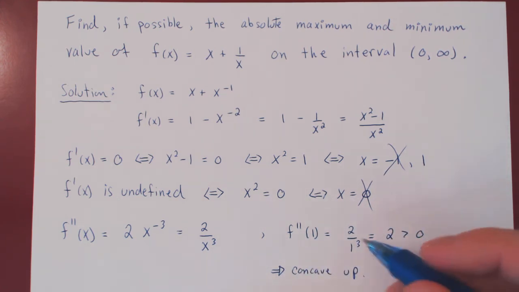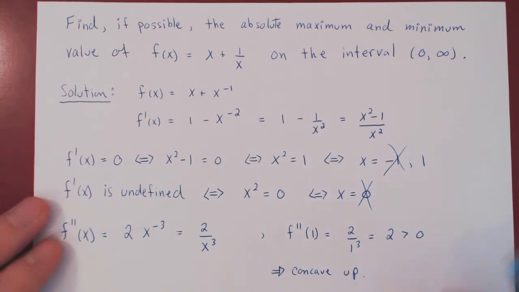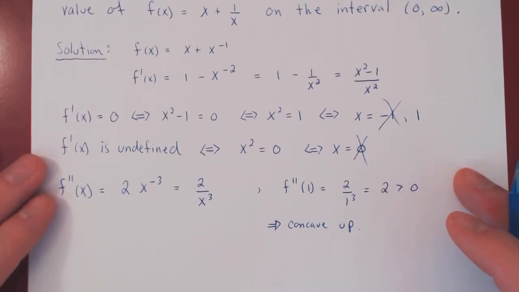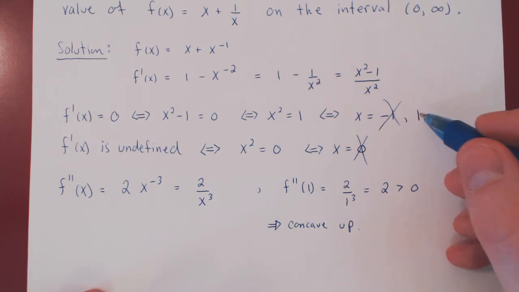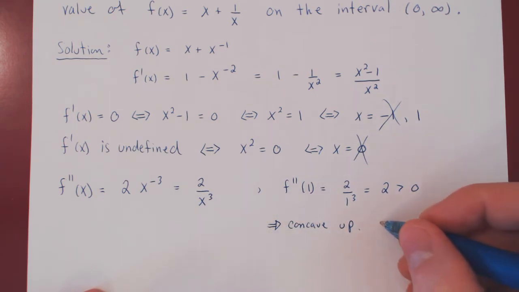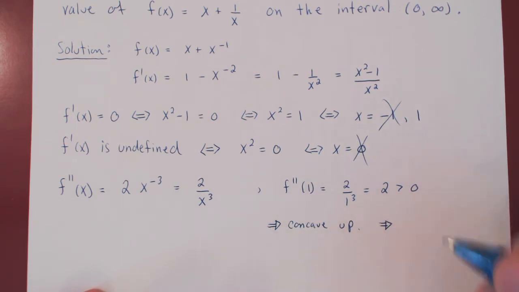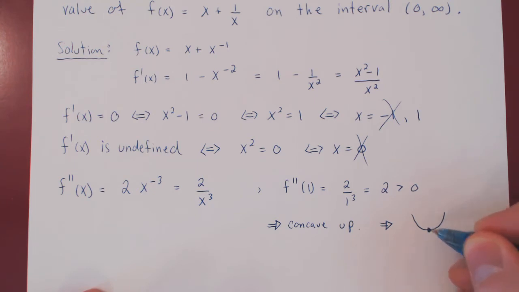And remember, if the second derivative is positive, the curve is concave up. If the second derivative is negative, the curve is concave down. So we know what the graph of our function will look like around x equals 1. At this point, the curve is flat because the derivative is 0, and the curve is concave up. Therefore, the graph must give us a local minimum. Concave up and flat around x equals 1.